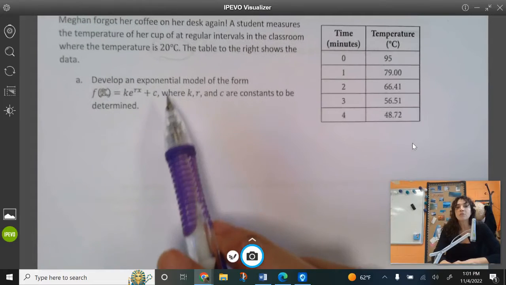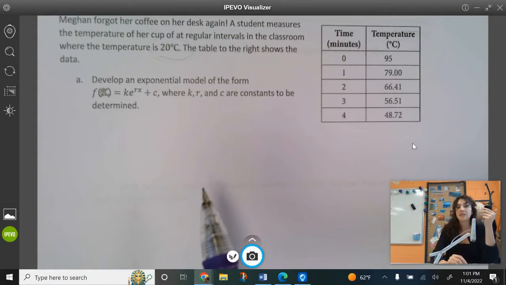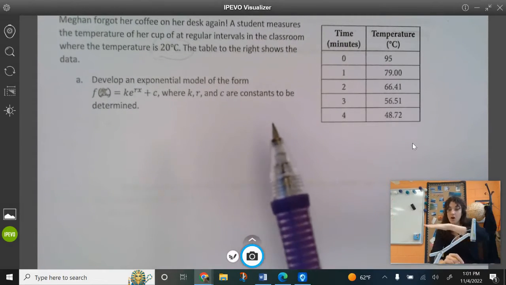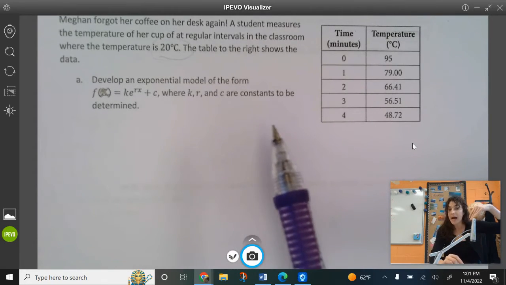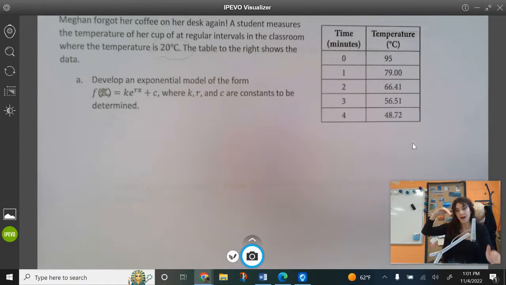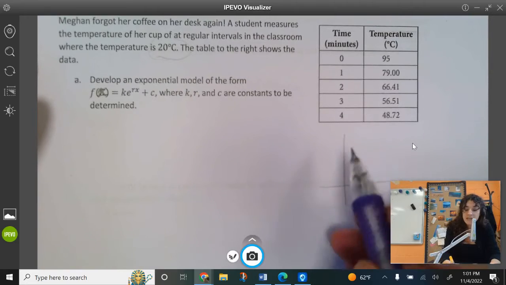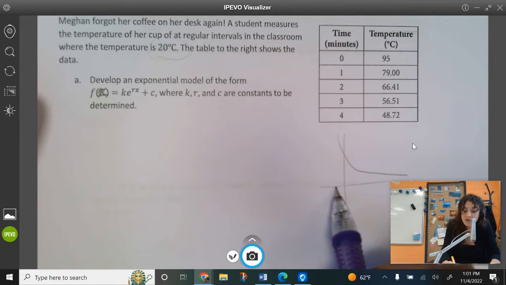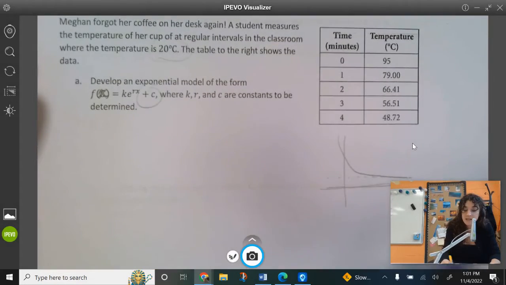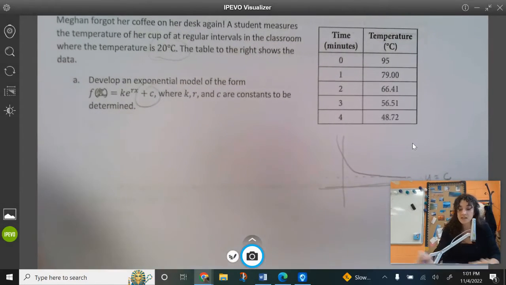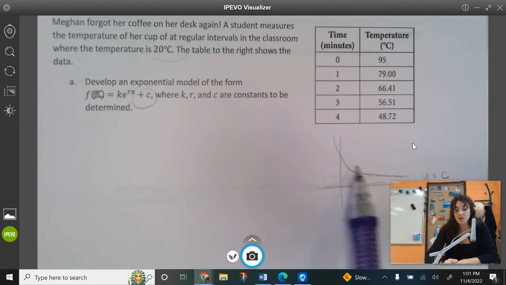So when it says to develop an exponential model, we've already grounded ourselves in this idea that our horizontal asymptote is going to be at y equals 20. And so how did I know that? I know that because I've done these problems a million times. Whenever we're thinking about a decreasing exponential model, there will be a horizontal asymptote, which will be the plus c, right? This will be y equals c, where it'll start to taper off.